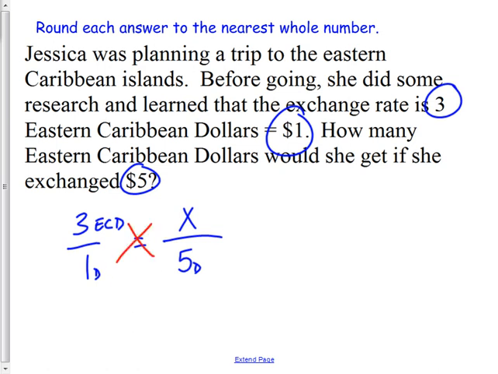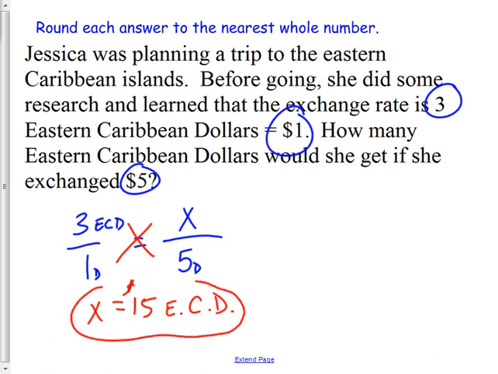So now let's cross multiply and divide. Well, 1 times X, that's nice and easy. That's just X. And 3 times 5 is 15. But remember, this is 15 Eastern Caribbean dollars. Okay, and it's okay if you want to abbreviate there, but just make sure that we are aware that you are doing 15 of the Eastern Caribbean dollars, not 15 regular dollars.